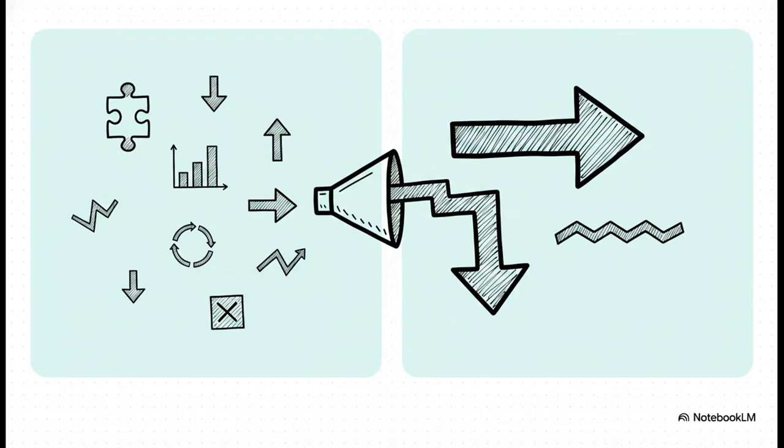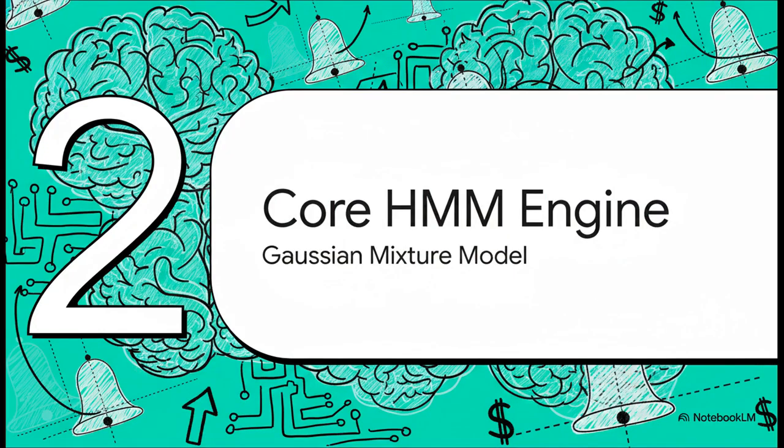But to make all of this actionable for a trader, the system neatly collapses these 7 complex substates into 3 broad tradable regimes: bull run, bear/crash, and neutral/transition. Moving right along to Section 2, the core HMM engine, the Gaussian mixture model.